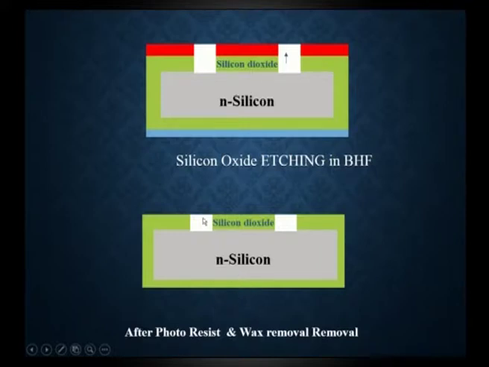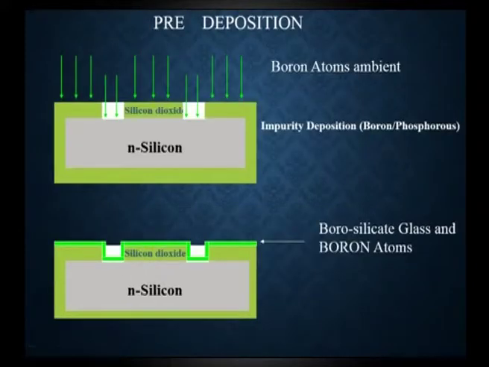Once the photoresist, which appears in a red color on top, is removed, and also the wax below it, this is how it looks: the N silicon material, that is, the N type material, with the silicon dioxide layer. This is the window. Next is pre-deposition.